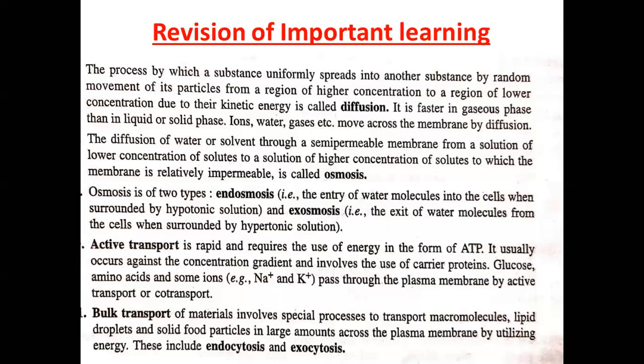Active transport is rapid and requires use of energy in the form of ATP. It usually occurs against the concentration gradient and involves the use of carrier proteins. Glucose, amino acids, and some ions pass through the plasma membrane by active transport or co-transport.